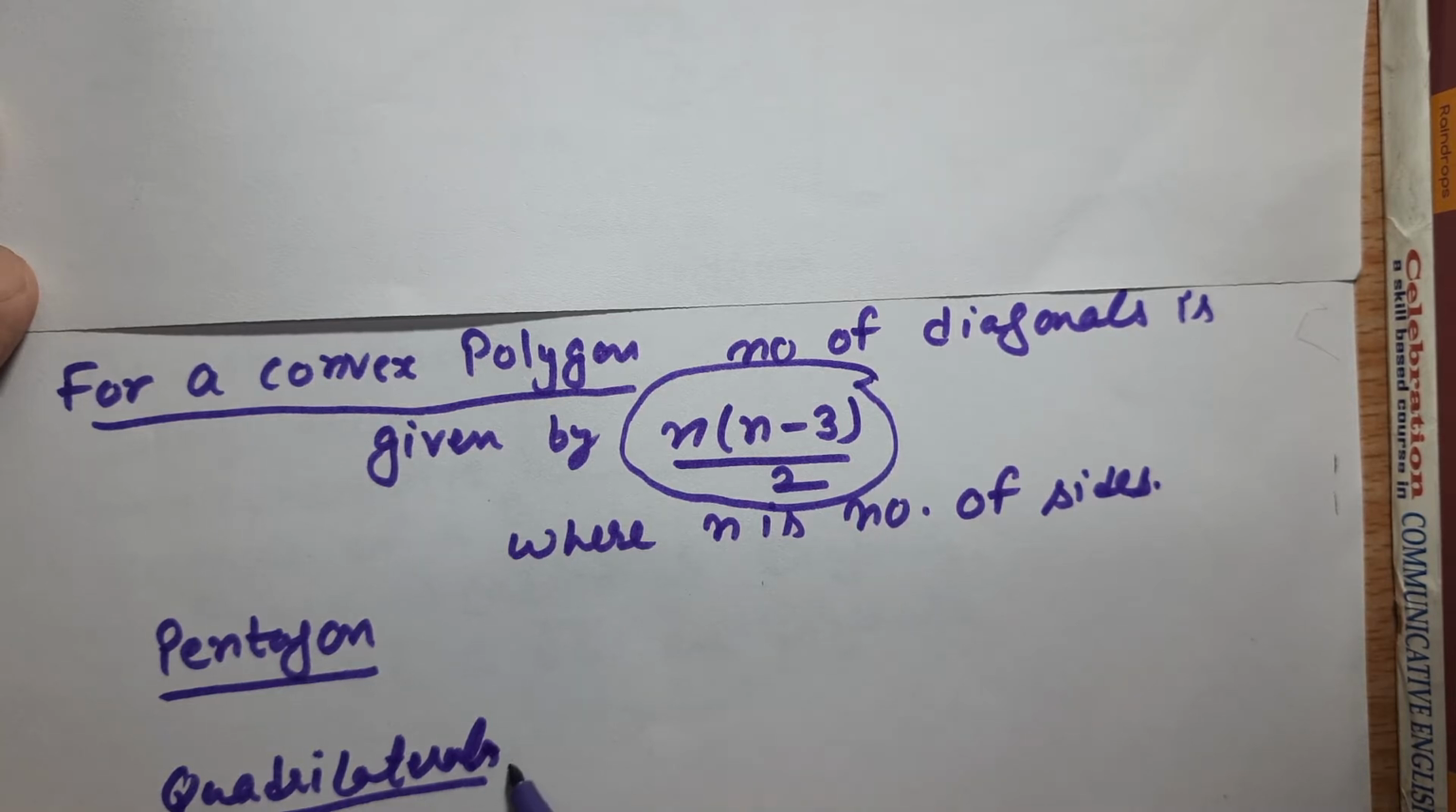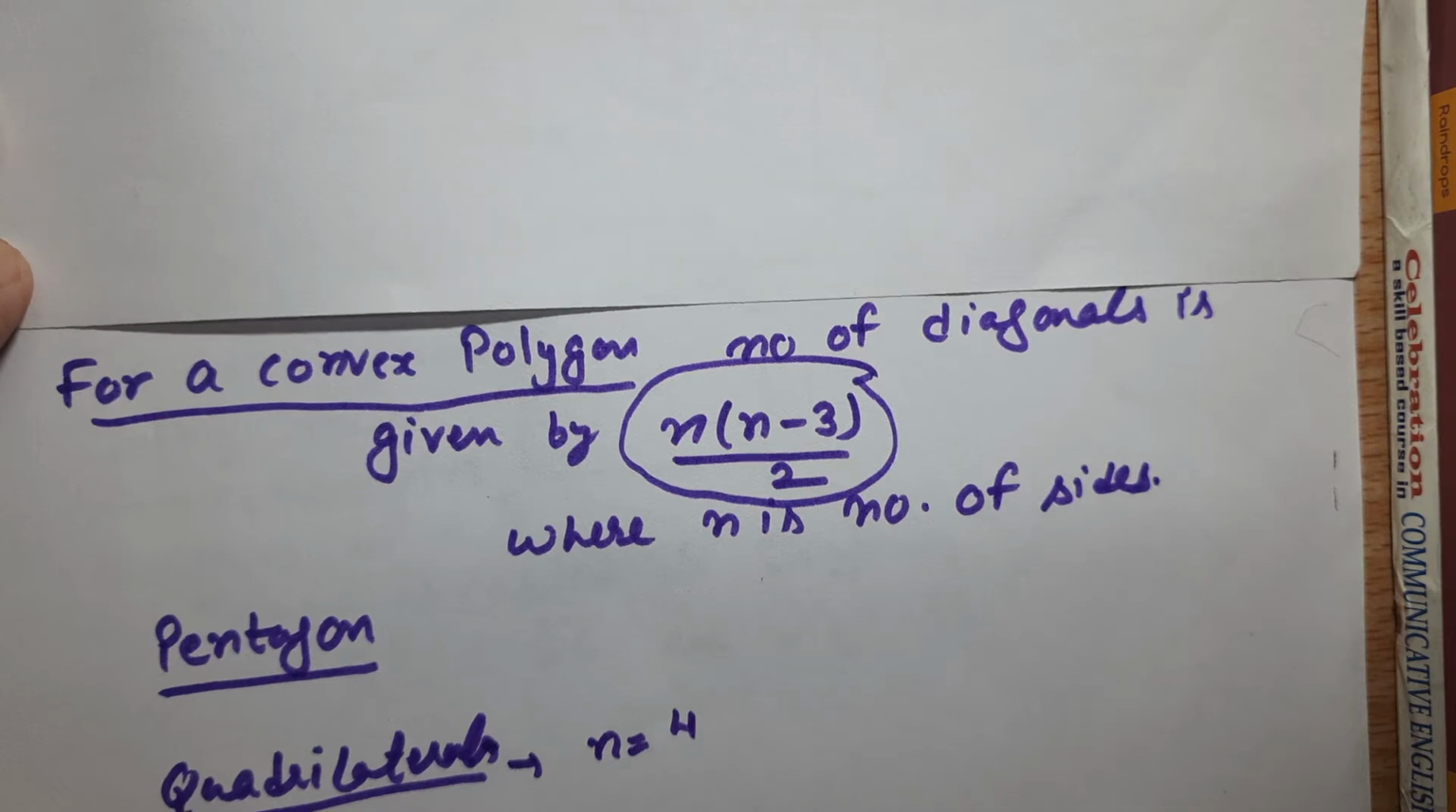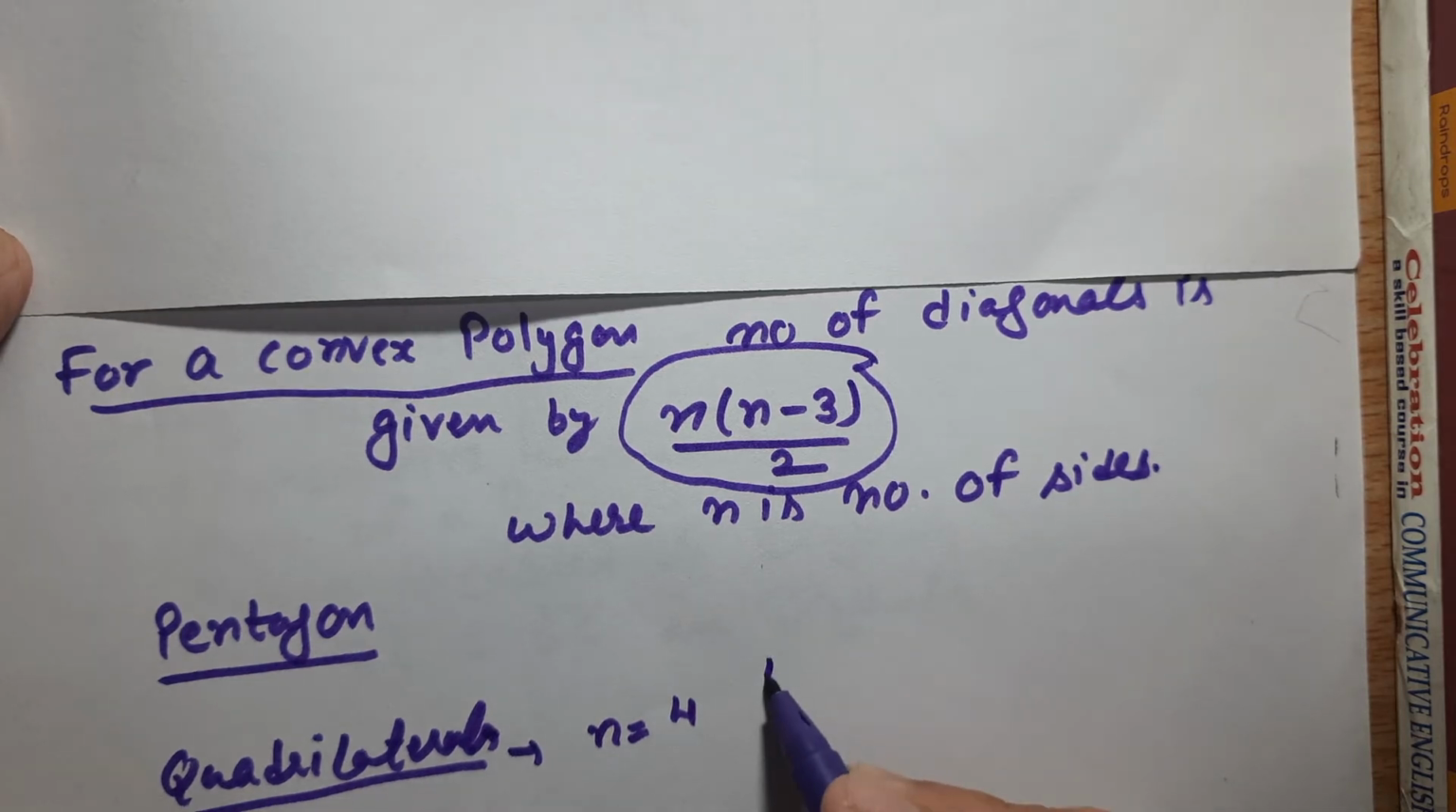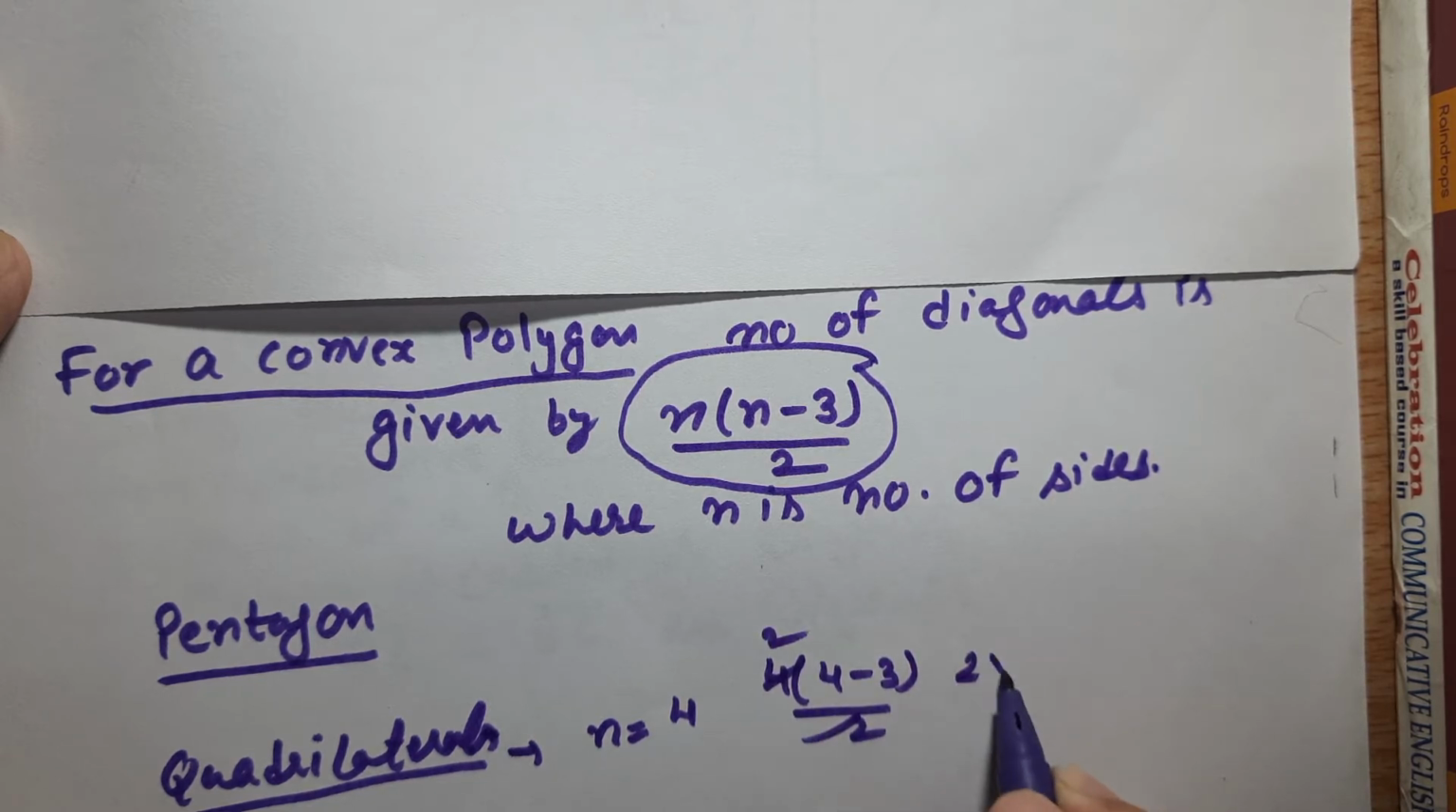Now first of all understand about the quadrilateral. You know, a simple figure quadrilateral has 4 sides, so n is equal to 4. Now apply the formula. Number of sides 4: 4 into 4 minus 3 upon 2. 2 into 1. So what comes out? The number of diagonals of any quadrilateral is 2. Whether it is a square, rhombus or rectangle, its diagonals will be 2.